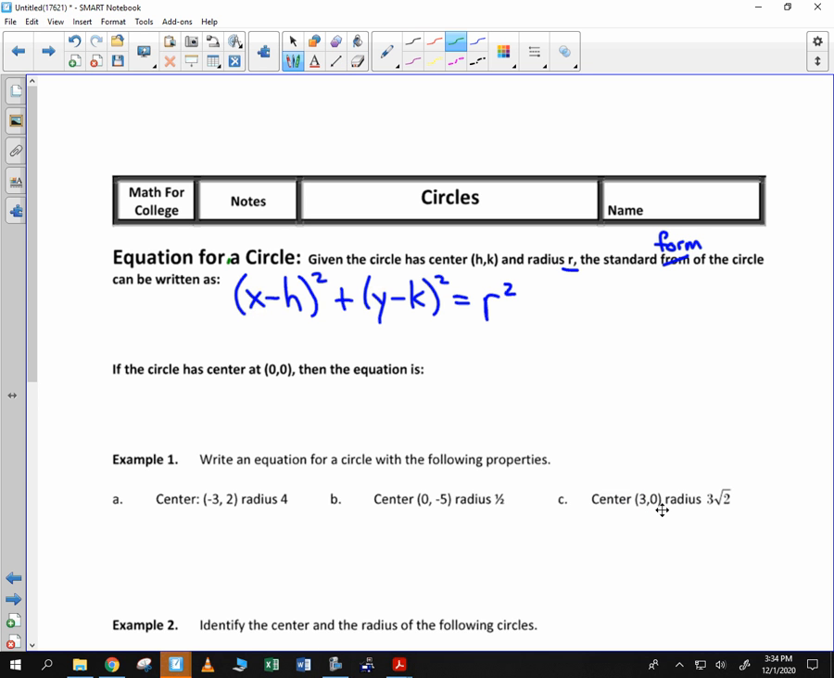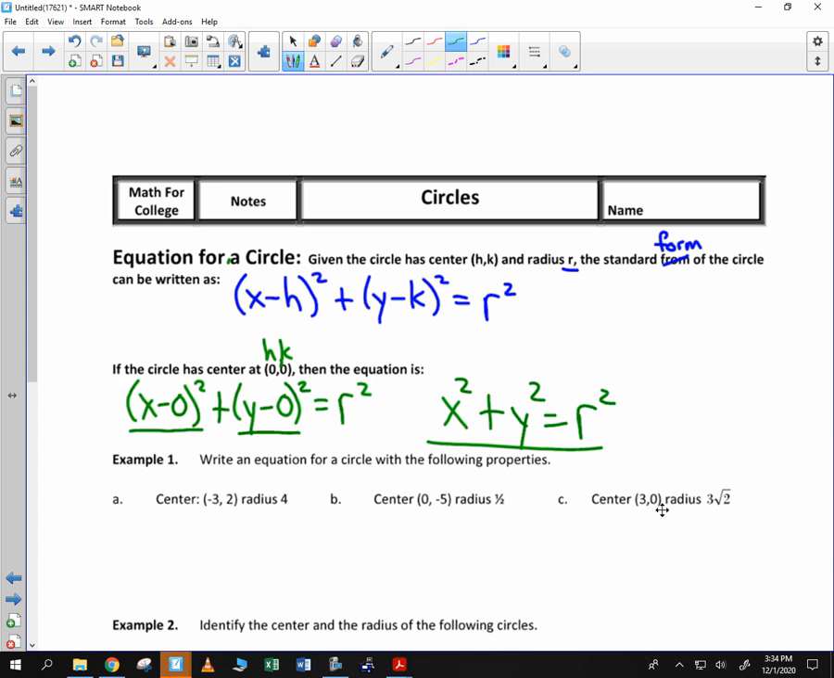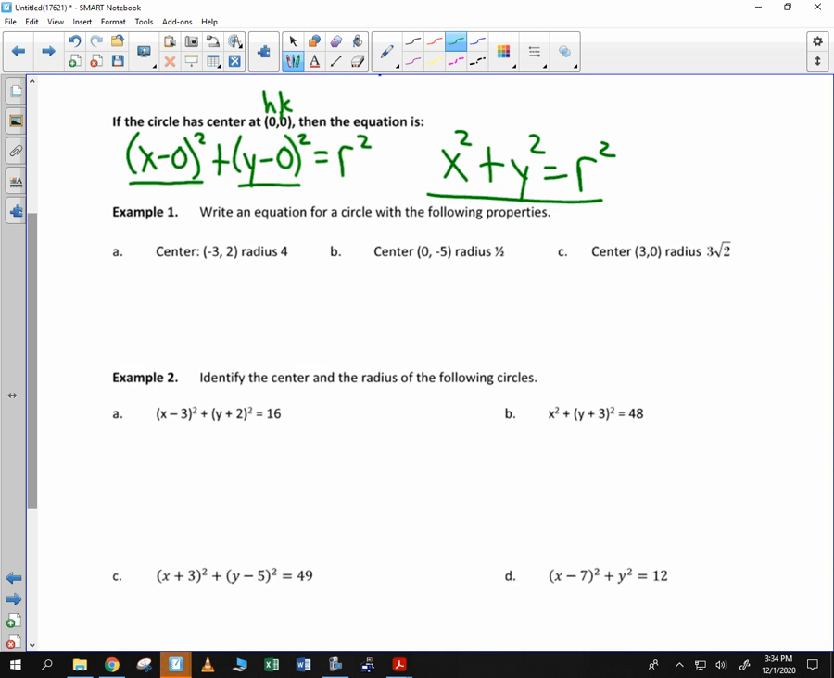If the center is (0, 0), that means that h is 0 and k is 0. Watch what the equation turns out like. You've got (x minus 0) squared plus (y minus 0) squared is r squared. So x minus 0 is simply x, and y minus 0 is y. It's x squared plus y squared is r squared, which definitely looks like the Pythagorean theorem. This is new for you, but it does not have to be complicated. We're going to make it nice and easy.